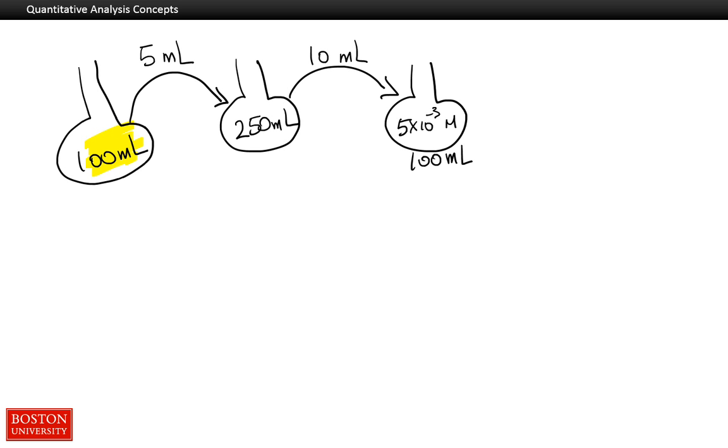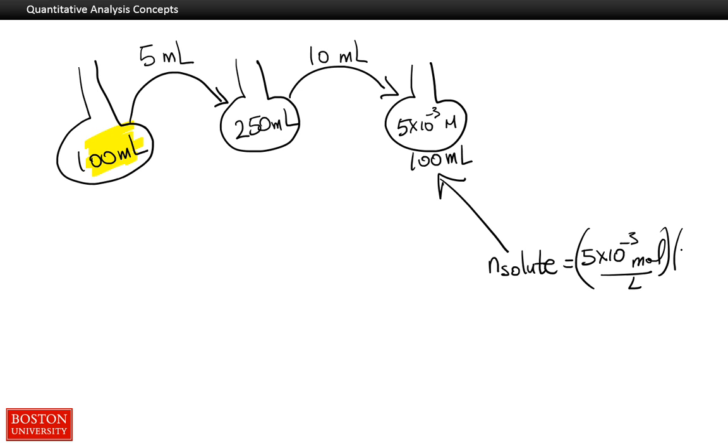So to do this, we have to work backwards. And again, I think that there's an easy way and a not so easy way. I would always start by drawing this out. I'll never get confused if I draw this out. Let's figure out how many moles are in this final solution. So let's figure out the number of moles of solute in there. Well, we know that it's a 5 times 10 to the minus 3 mole per liter solution. And I know that the total volume of that solution is 0.1 liters, 100 milliliters, which means I get 5 times 10 to the minus 4 moles of solute that are in there.